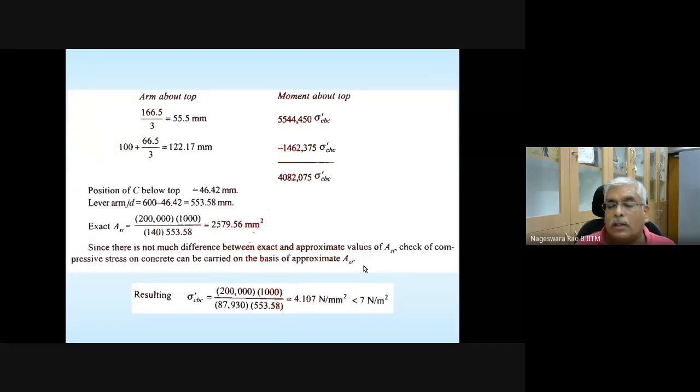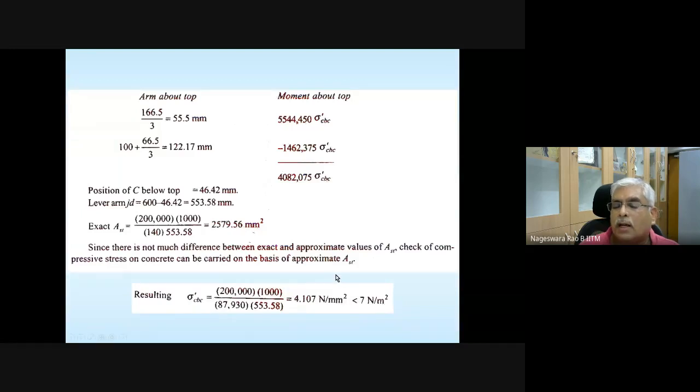And how do you get the extreme fiber stress in concrete? The moment applied divided by the total compressive force multiplied by the lever arm. So that is going to give you the extreme fiber stress in concrete, and then check whether that extreme fiber stress in concrete is less than the permissible stress in concrete.